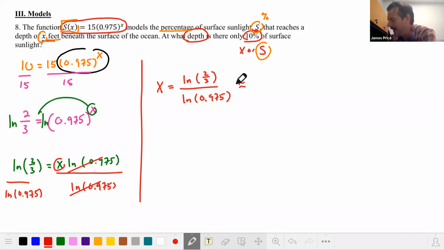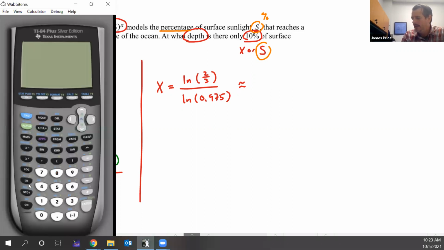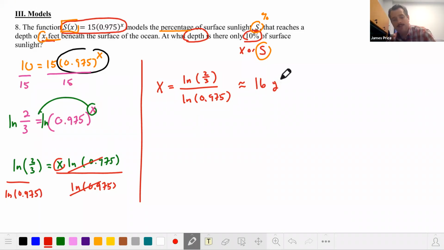So, how many feet would that be? So I definitely need a calculator to crunch that. So if you have a calculator, let's crunch this together. So on, and then let's clear that out. And then ln of 2 divided by 3 in parentheses, and then divided by ln of 0.975 in parentheses, enter. And so I get out about, let's say, just 16 feet. So remember, x is in feet, so 16 feet.